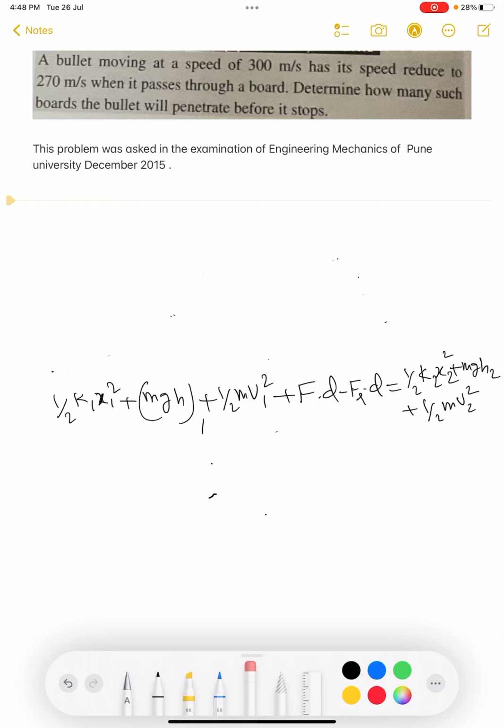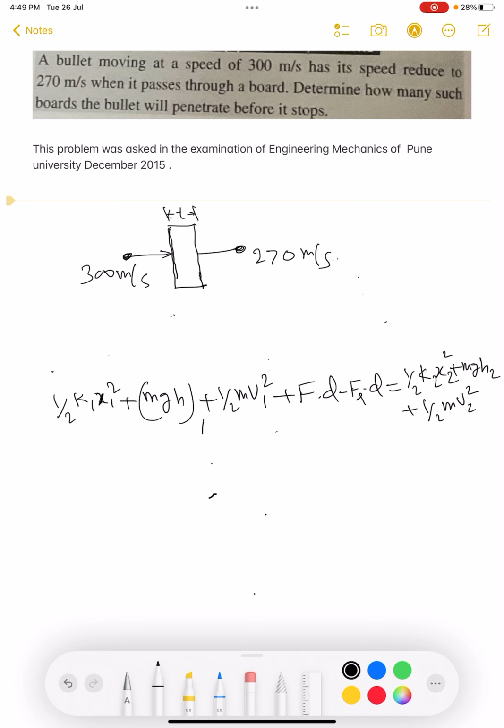So let us make that sketch. Let's make a board, and this is the thickness of the board, let's say T. This is the bullet which is entering the board and coming out. When it enters the board, its velocity is 300 meters per second. When it leaves the board, it is 270 meters per second.